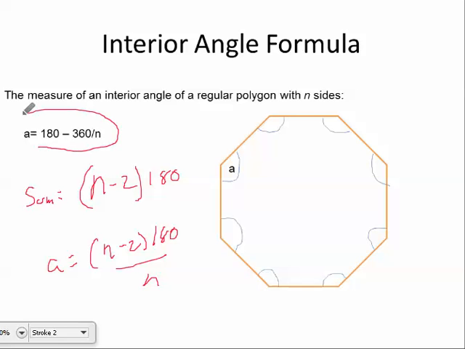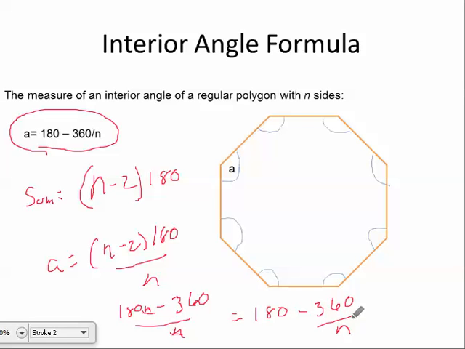Algebraically, this is the same thing. All I did was multiply this out and get 180n minus 360 divided by n. Well, n goes into this one, and I get 180 minus 360 divided by n. So, same formula, works the same way. This is the one that I want you to remember because you need to remember how to find the sum of the angles.